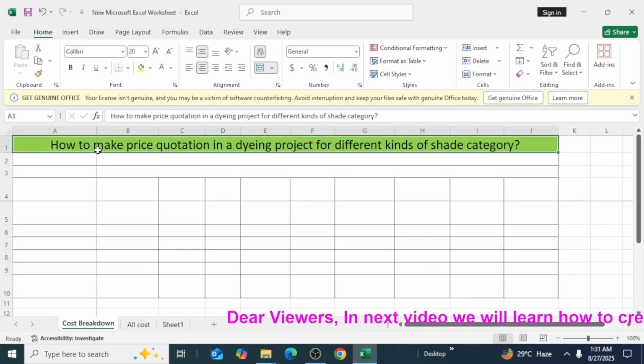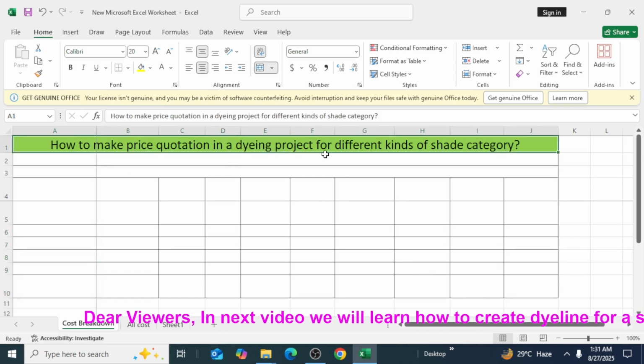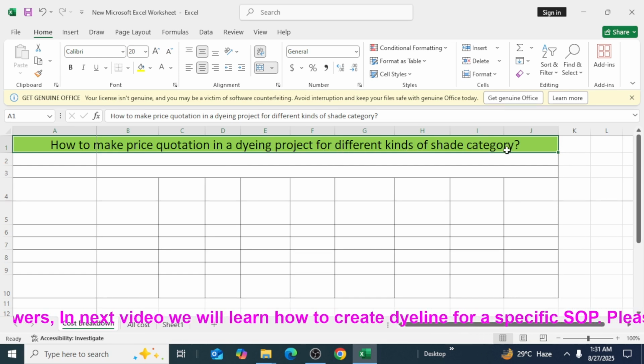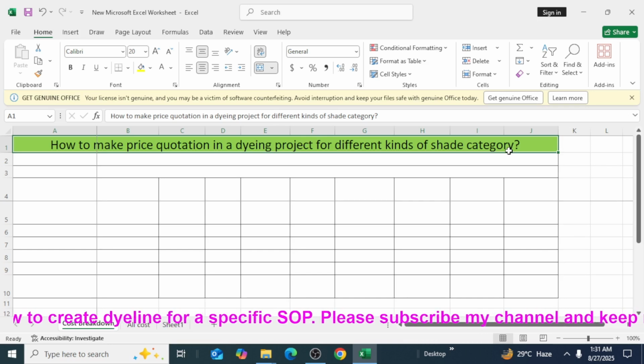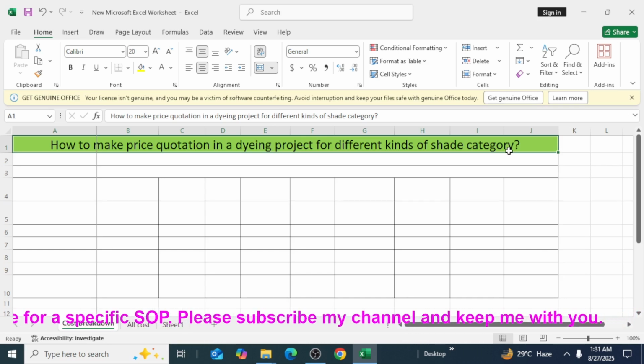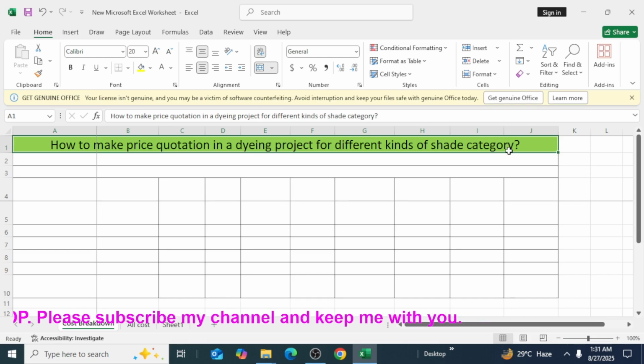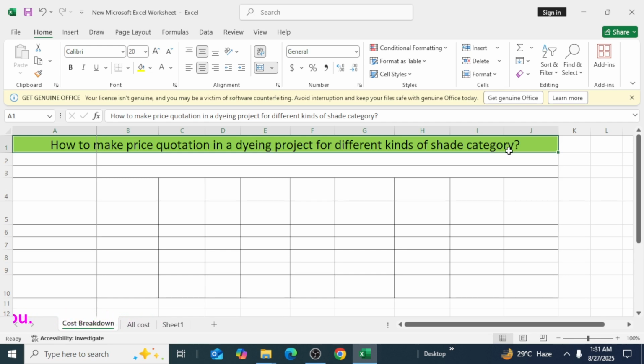How to make price quotation in a dyeing project for different kinds of shade category. Dear viewers, in this video we will learn how to make price quotation for an example. They who have better idea on it, please suggest me if any.